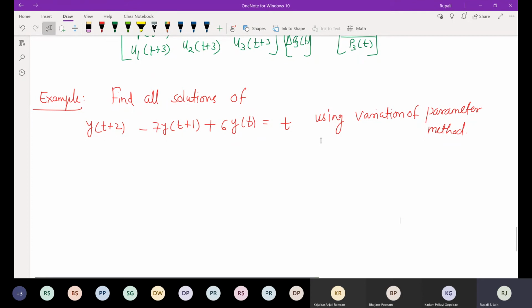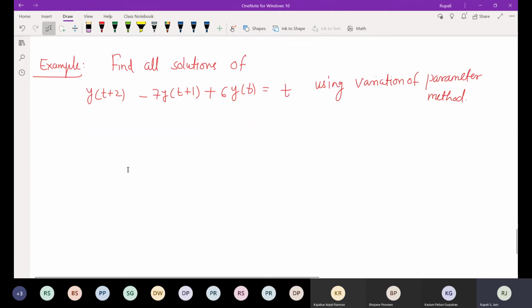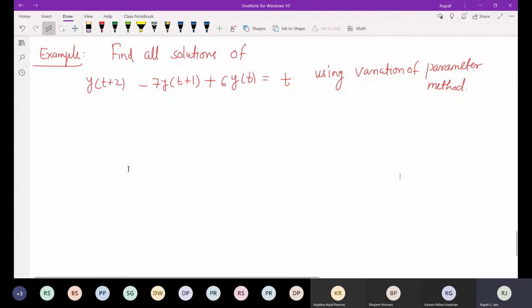So you have to remember by which method they have asked. If they have just asked to find all solutions, you can use the annihilator method or variation of parameter method, whichever is known to you. But if they particularly mention using variation of parameter method, then you cannot solve it by the annihilator method. If you solve using a different method, you will get 0 marks. So it depends on how the question has been asked.